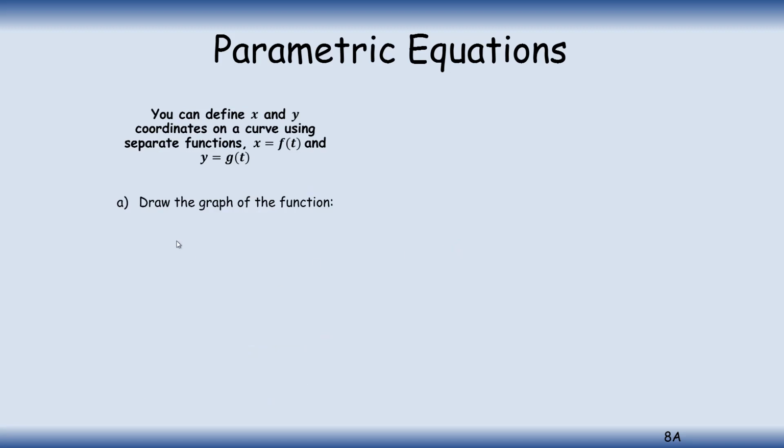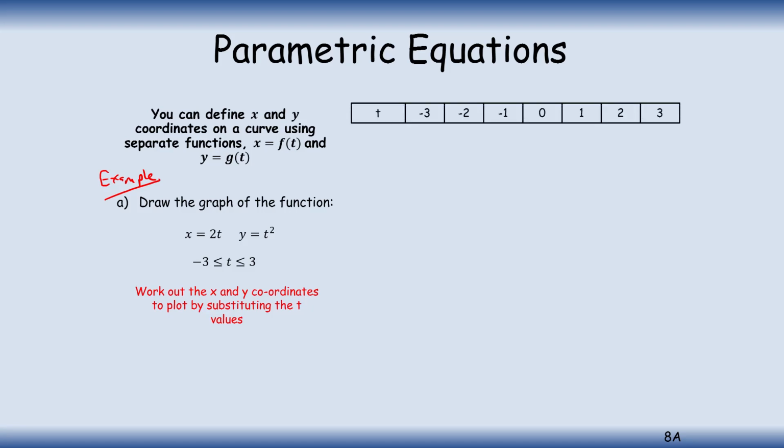So an example for us here. In this example, we want to draw the graph of a function x equals 2t and y equals t squared between the limits of -3 and 3. So we're trying to draw that between those limits. Two ways of doing it. The first one you're very familiar with. Set up a table from -3 to 3. There's our t from -3 to 3.